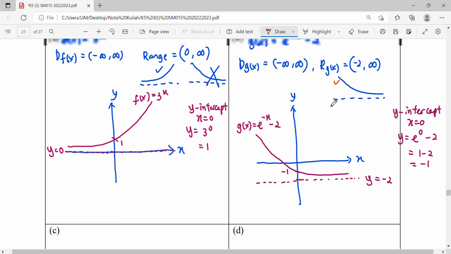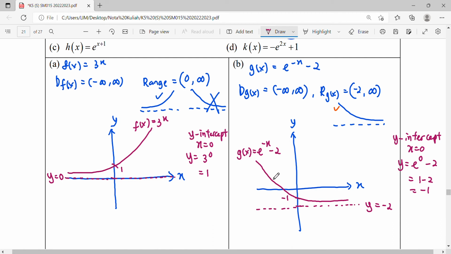Then notice that our graph also intersects with the x-axis. When we intersect at the x-axis, we also need to label. So for the x-intercept, we let y be 0. So e^(-x) minus 2 equals 0. So e^(-x) equals 2. Take the log of e, so it becomes ln 2. So x will be negative ln 2. So just label this as negative ln 2.